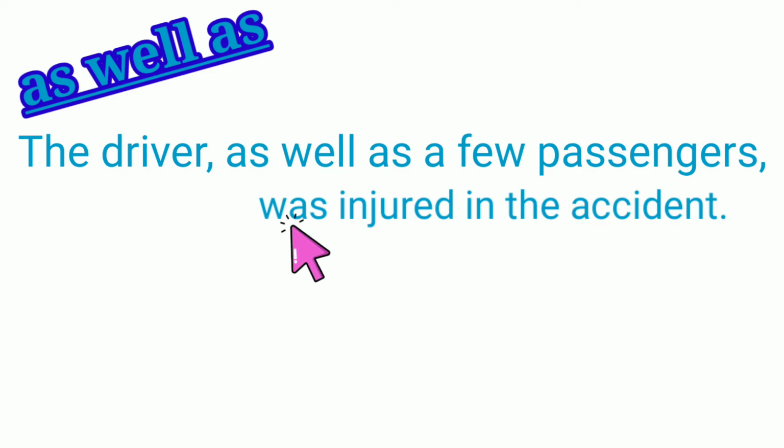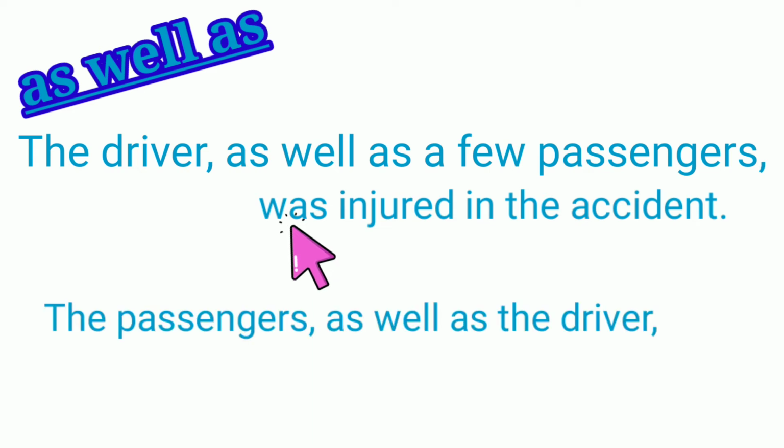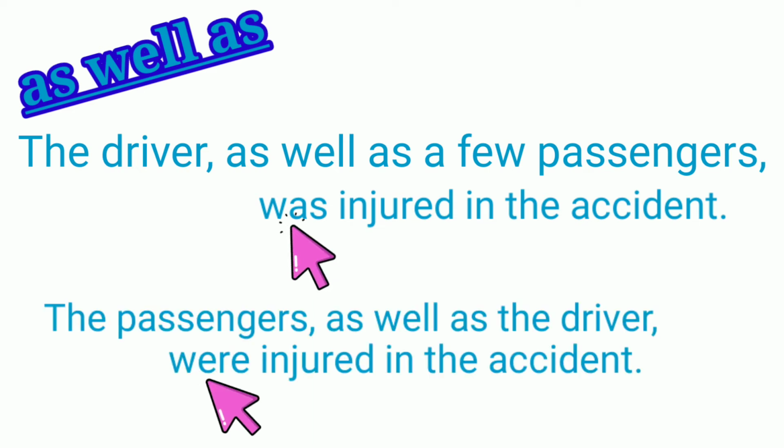If you want to emphasize the word passengers, the sentence would be, the passengers as well as the driver were injured in the accident. The emphasis is on the passengers. That means you are speaking mainly about the passengers. You want to say the passengers were injured too. The passengers, as well as the driver, were injured in the accident.